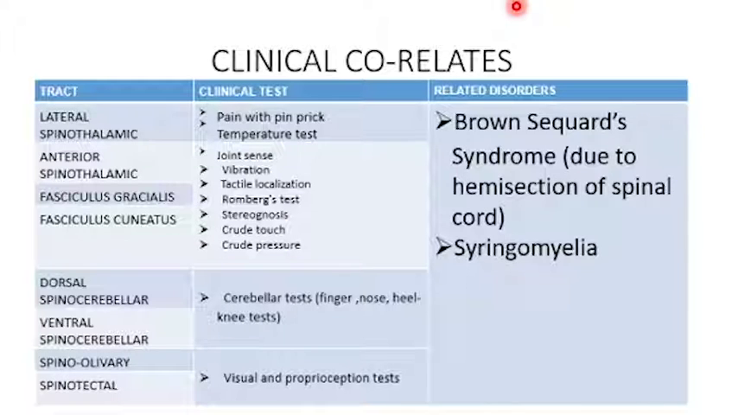And could someone remind us what Brown-Sequard syndrome is? No, like what does it manifest as? How would Brown-Sequard syndrome manifest? Let me put it like that. She just said it. It's ipsilateral loss of proprioception and vibration and contralateral loss of pain and temperature.